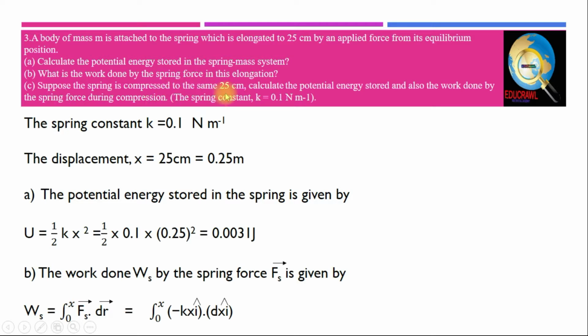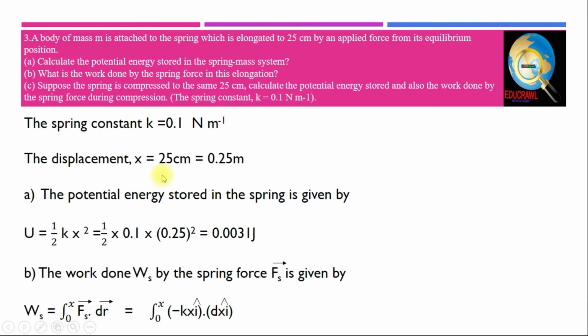Suppose the spring is compressed to 25 cm. Calculate the potential energy stored and also the work done by the spring force during the compression. Here the spring constant value k is given as 0.1 newton per meter. So first let us find the potential energy stored in the spring mass system.